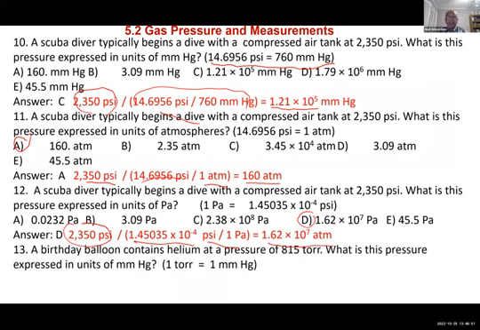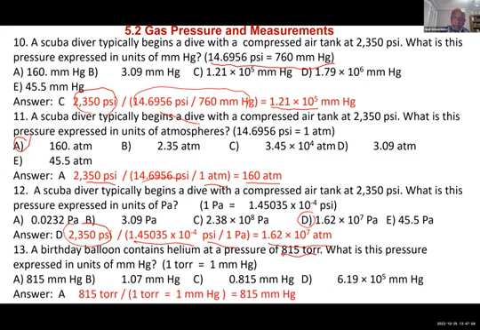Then this one is torr, and millimeter of mercury is the same number. Therefore, 815 torr should be equal to 815 millimeters of mercury. This is a 1-to-1 conversion. All right.